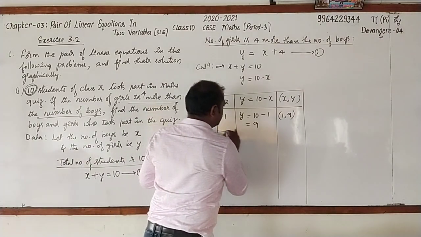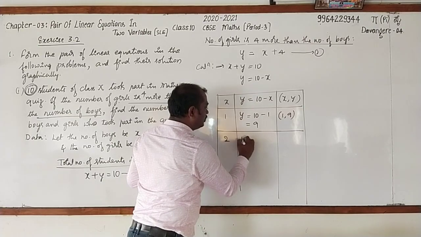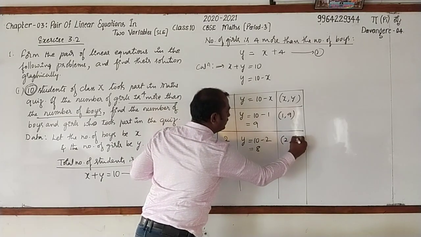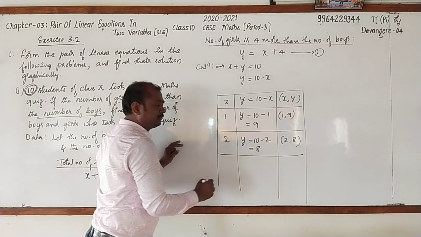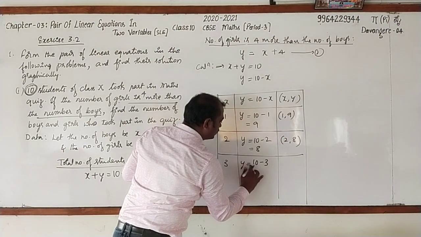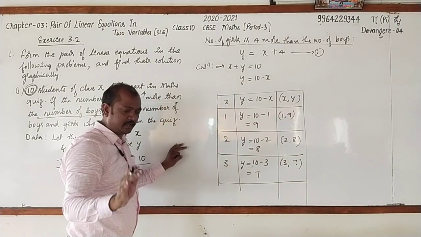Clear? Yes. Next, you may go for taking 2. Y is equal to 10 minus 2. This is equal to 8. 2 comma 8. You may take 3 in place of x. Y equal to 10 minus 3. That is equal to 7. When x is 3, y is 7. Clear?